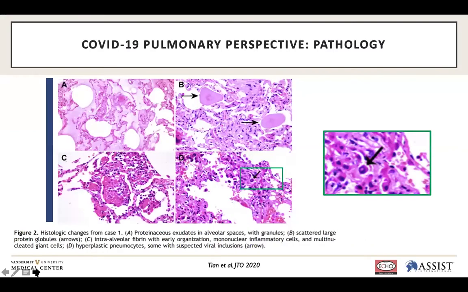Next slide, please. There is very little known about the pathology of this virus and how it presents under the microscope after tissue specimens have been recovered. This is one example that was published in JTO just recently. What you see are these proteinaceous exudates in the alveolar space, and these globules like you see in the B figure. These are protein material that are accumulated in the airways.